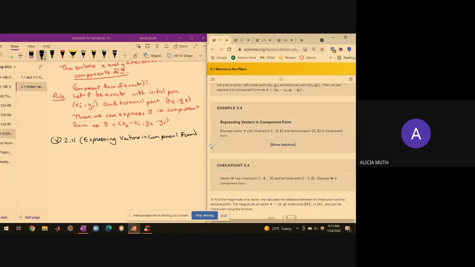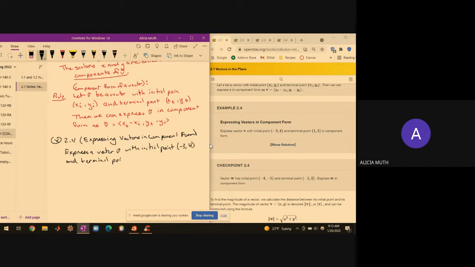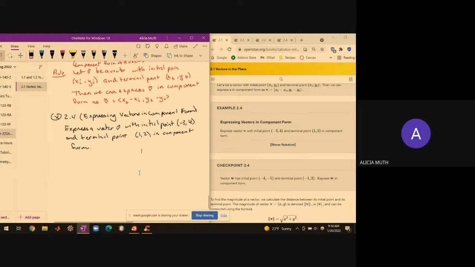But anyway, so let's express a vector, bold V, with initial point, coordinate -3, 4, and terminal point 1, 2 in component form. All right, so what do we know? We know that it has initial point -3, 4, so using the notation that we have up here, x_i comma y_i is equal to -3 comma 4.